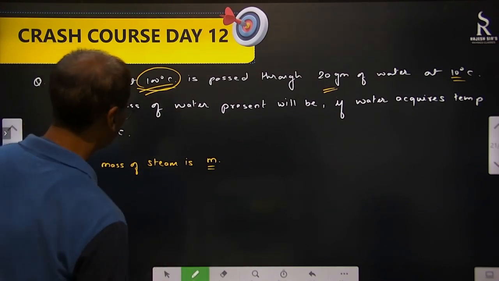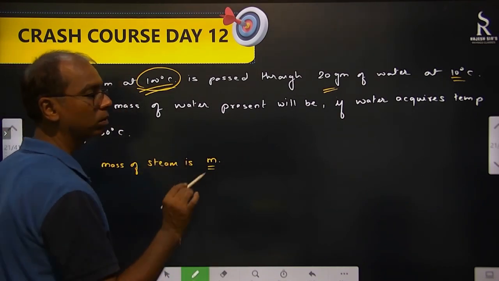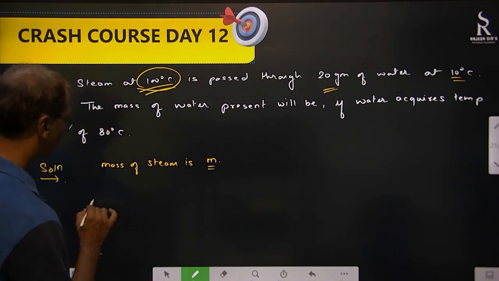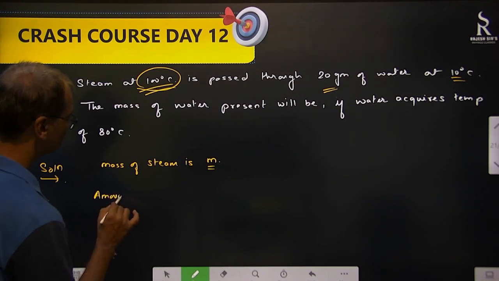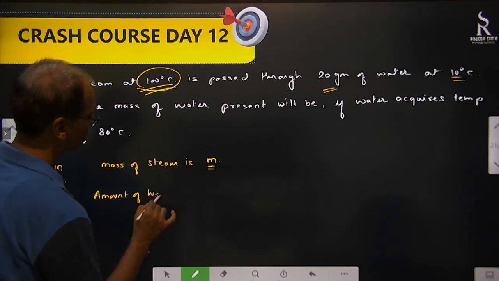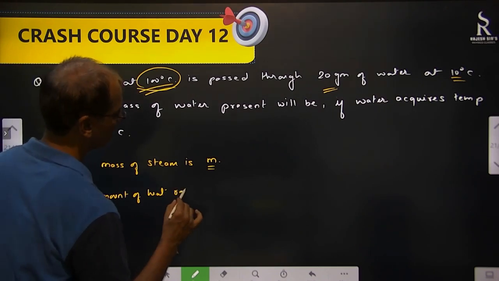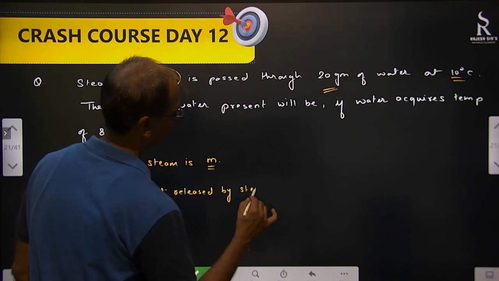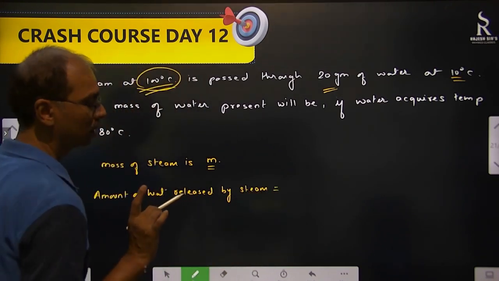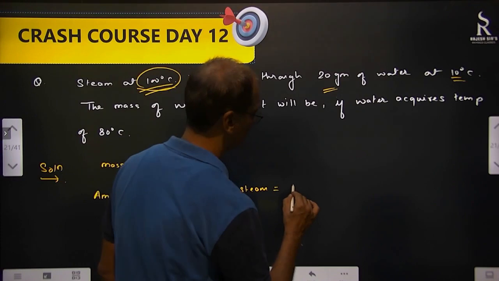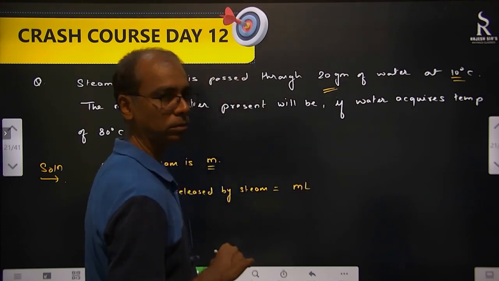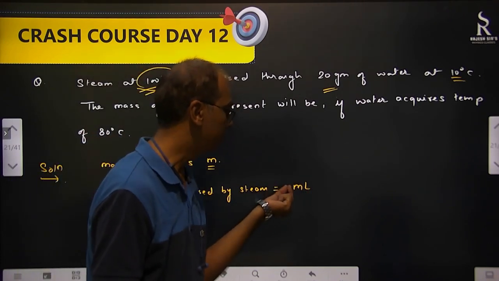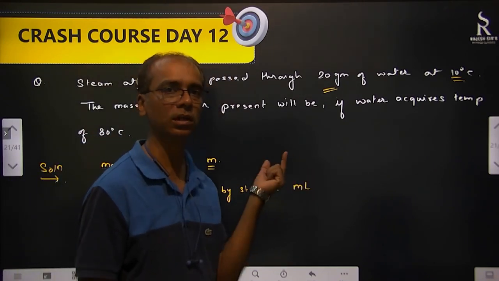Right? Now what we know about this one, this steam is going to convert into water. That means latent heat is involved. Okay, so the amount of heat released by steam. First is what? Latent heat, m into L. Correct? So now m into L, when it happened, 100 degree centigrade steam converted into 100 degree centigrade water.